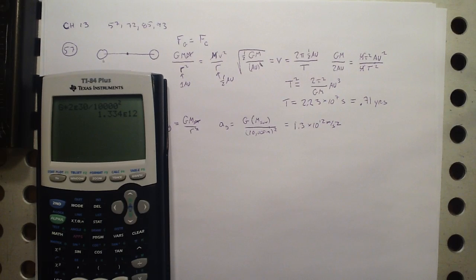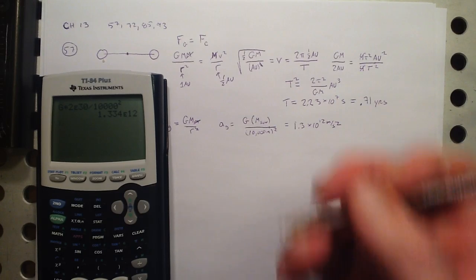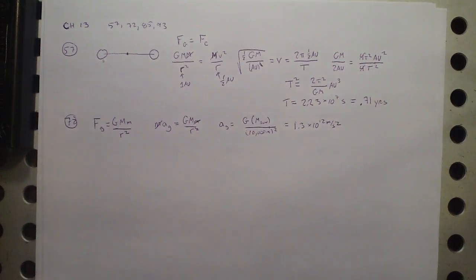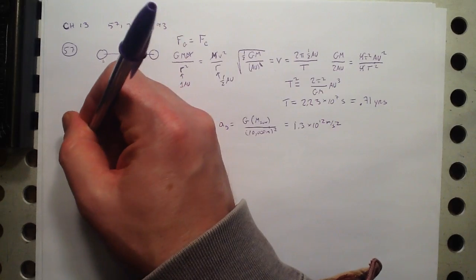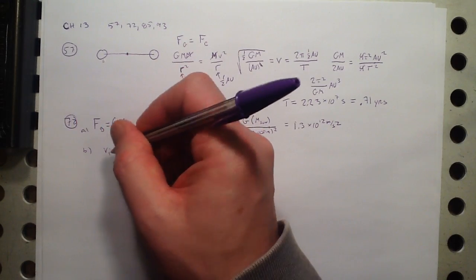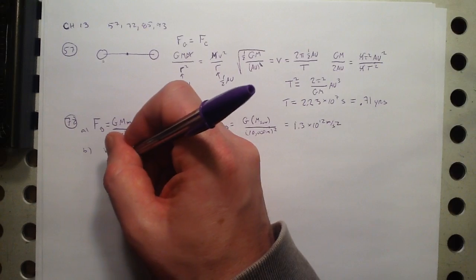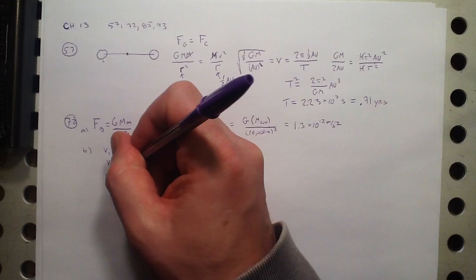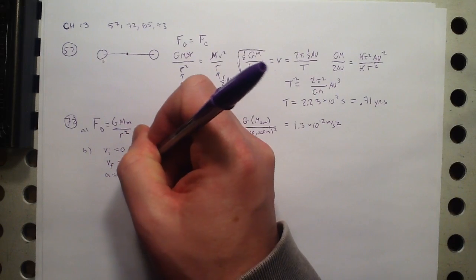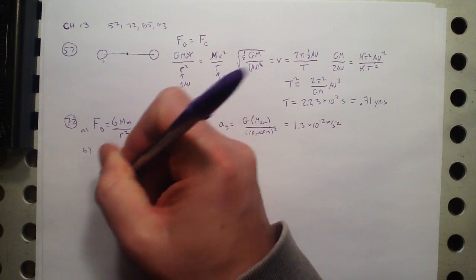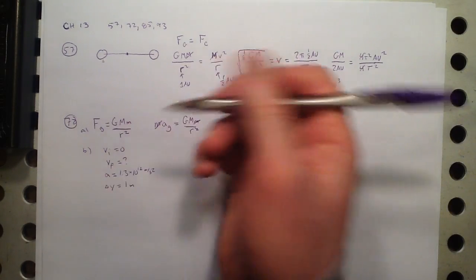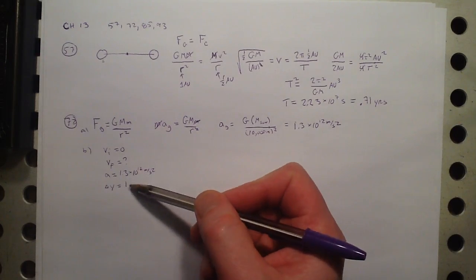Part B, how fast would an object be moving if it fell from rest through a distance of 1 meter? So that's a kinematics problem. Drop it from rest. We want to know how fast it would be going. We know the acceleration, and the delta y, it's falling 1 meter. I'm taking down to be the positive direction, so I'm making both positive.